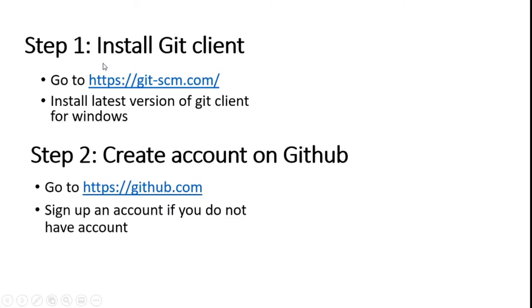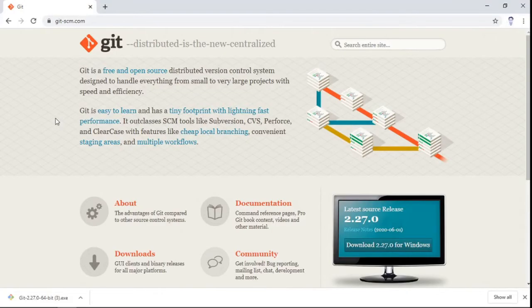So you have to do these two steps first before starting to access the remote repository. First, you have to install the Git client. Go to this site and install the latest version of the Git client. I have a Windows machine, so I'll be installing the Git client for Windows. And the second step is, if you don't have an account on GitHub, you have to go to this link and create an account on GitHub.